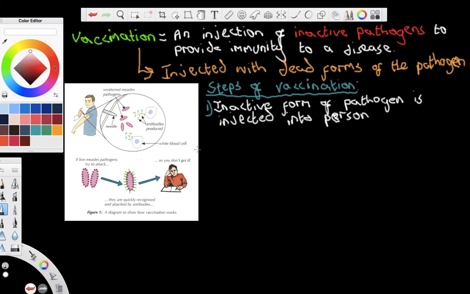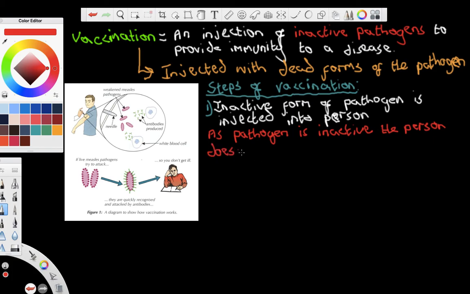So during this process, the person doesn't feel ill because the pathogen is dead. It can't make them feel ill. So we can add underneath here, and I'm going to put it in red, that as pathogen is inactive, the person does not feel ill. So because it's inactive, because the pathogen is dead, you don't feel ill when you have the injection. So that would be number 1 here, okay? So the person's being injected with inactive forms of the pathogen.